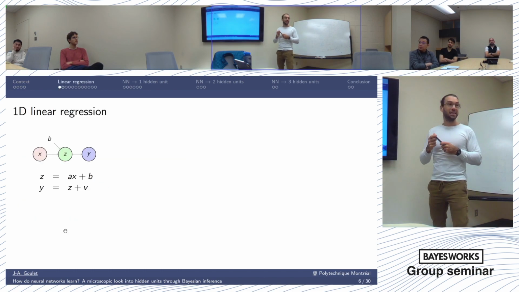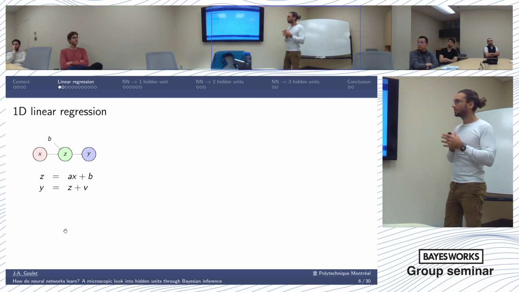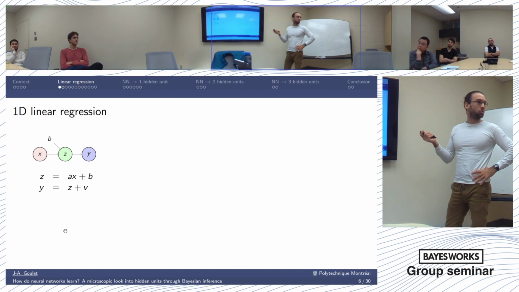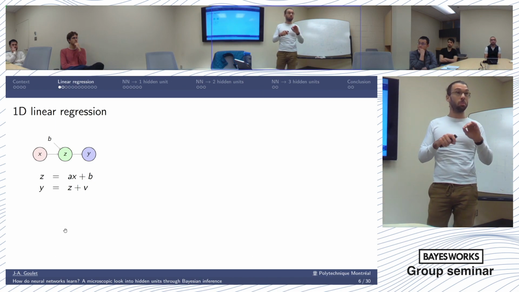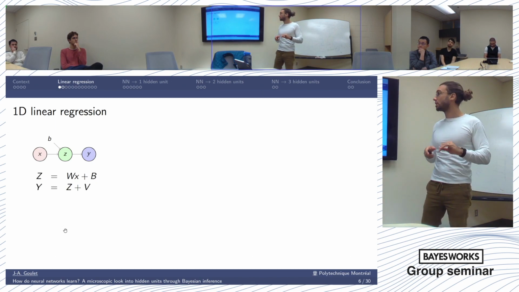So if we start with linear regression, let's imagine the setup where I represent the structure of a linear regression with the DAG. We have only one input variable x, one output y, and we can model this problem this way. So z, the intermediate variable, equals a times x plus b, where a and b are my parameters. And we can say that y equals z plus v, where v is our observation error. This is the simplest possible linear regression.